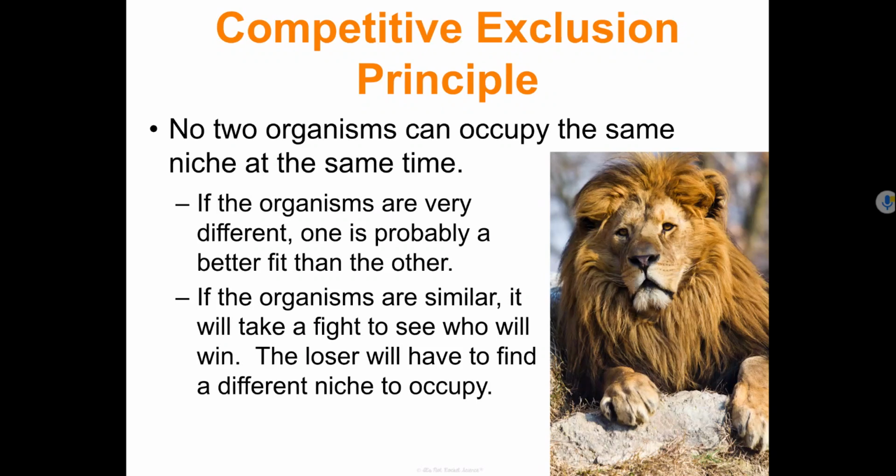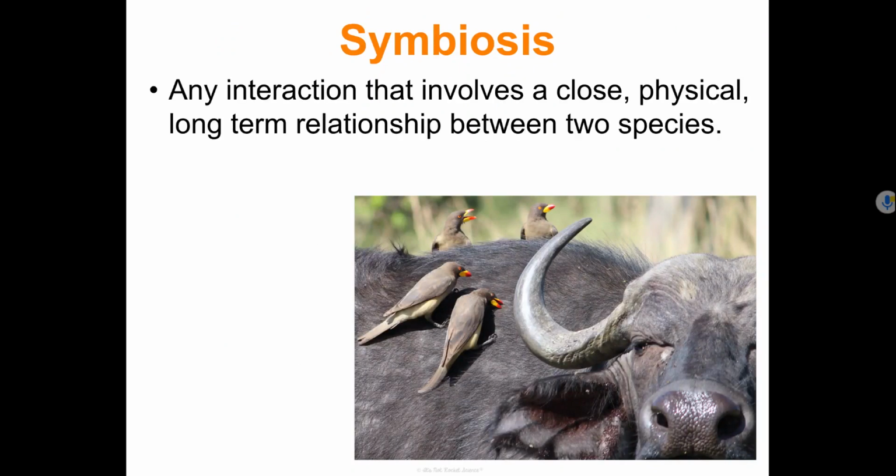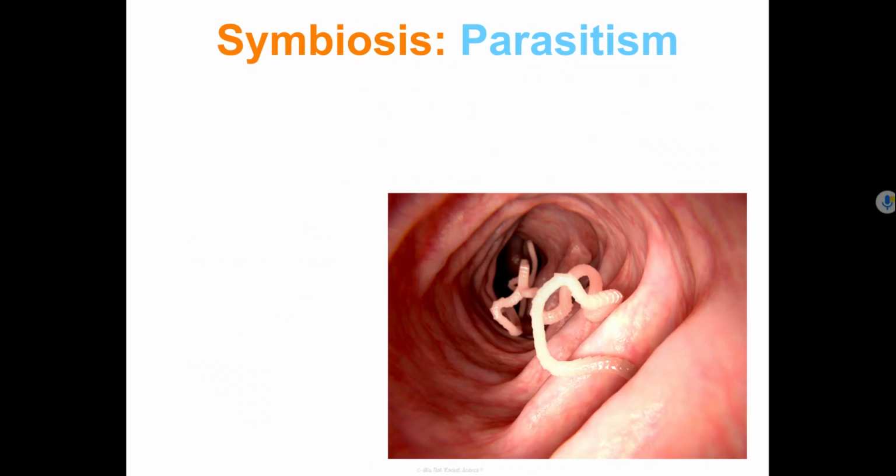So far in this video, I've focused on competition, but now let's talk about how organisms cooperate. Any interaction that involves a close, physical, long term relationship between two species is considered an example of symbiosis. And in symbiosis, one species always benefits. These relationships are always interspecific. They're between two different species. There are three types of symbiosis.